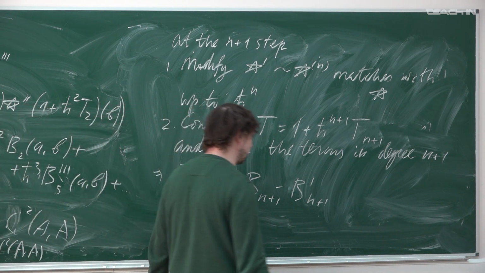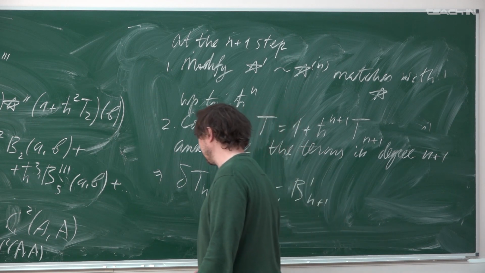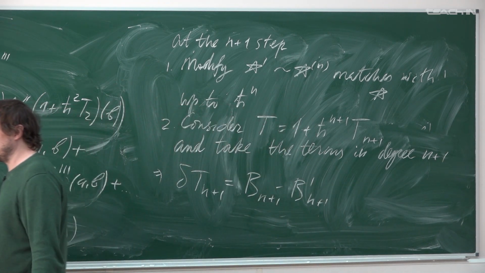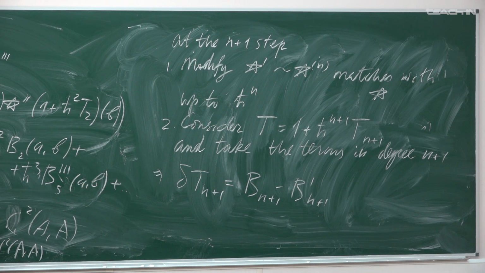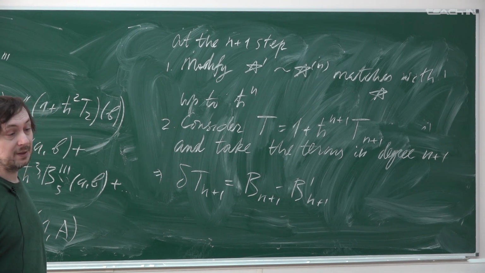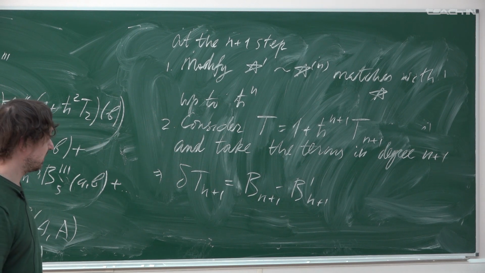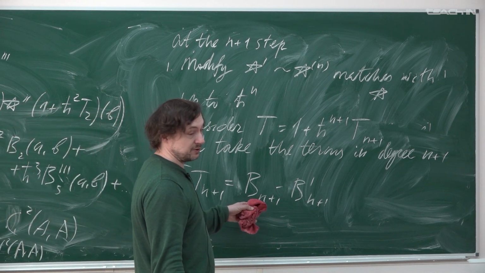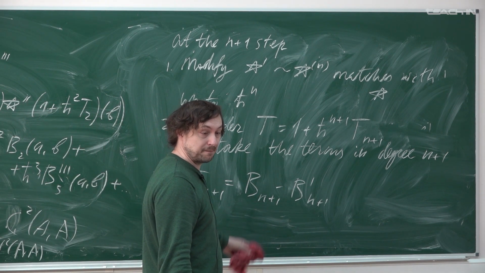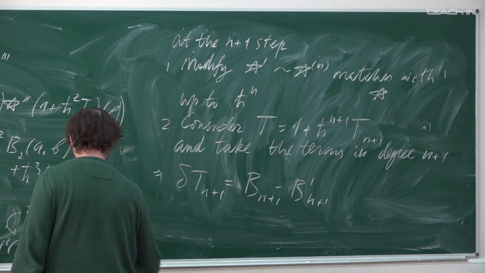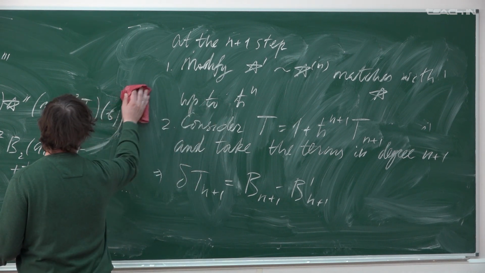In other words, we see that there exist as many different ways to extend from degree n to degree n plus 1, assuming that the extension exists, as many essentially different ways to extend our star product from degree n to degree n plus 1, as many different classes in the cohomology of degree 2 there are. Nice.